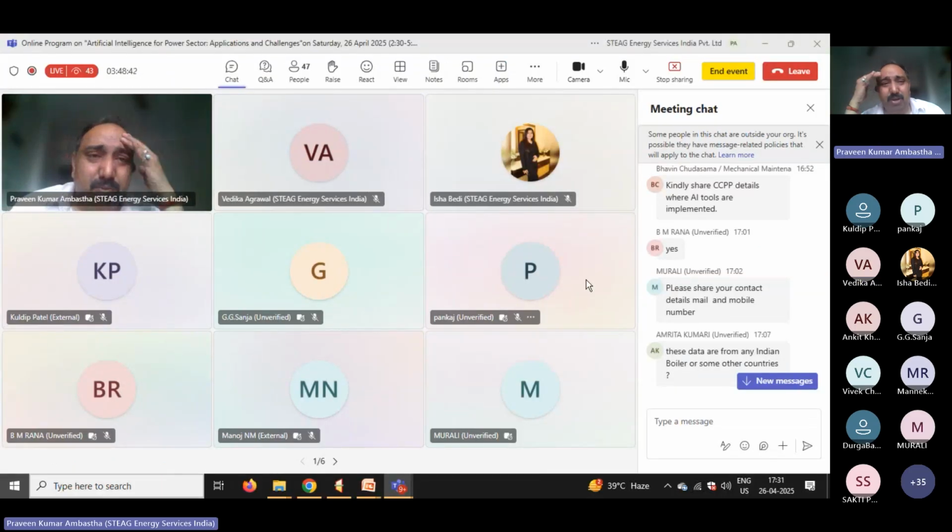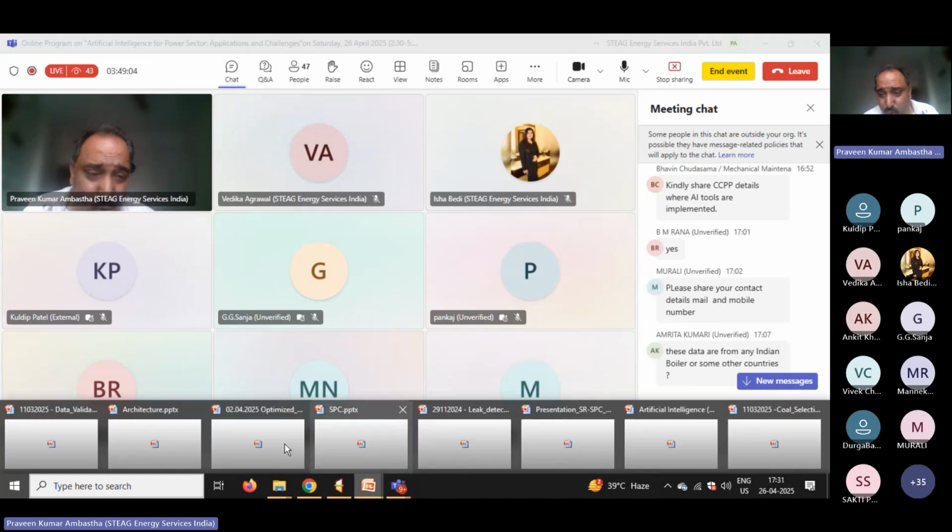So I just wanted to show you that, yes, right now we are working on this coal selection matrix, and of course the main aim is to provide the right GCV. You must be able to know in which bench you have which GCV of the coal, and whenever you require the required GCV of the coal, you must be able to do so.